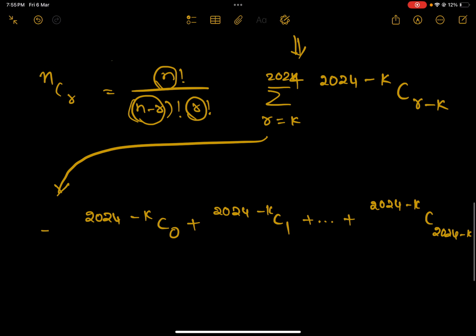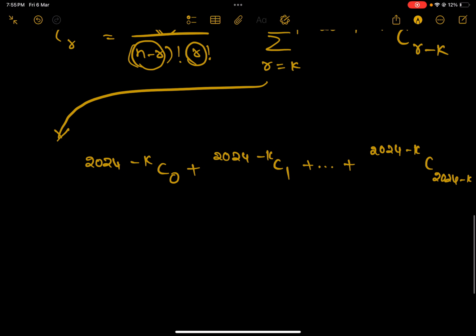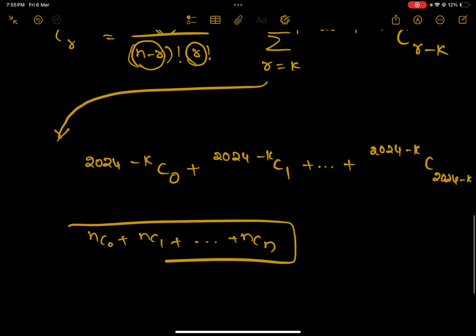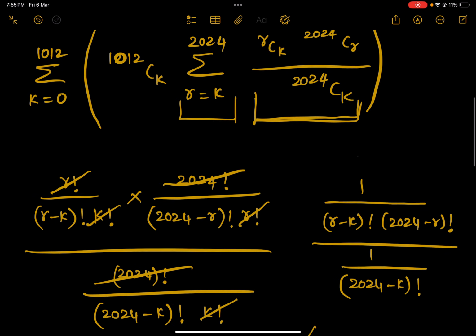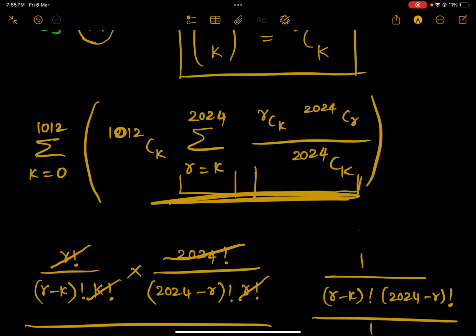So what is this? This is simply nC0 plus nC1 plus and so on plus nCn. It looks something like this, where your n is equal to 2024 minus k. What is the answer for this series? It is simply 2 to the power n. So therefore, the answer to the series is simply 2 to the power 2024 minus k. All right, so we got the value of this particular expression.